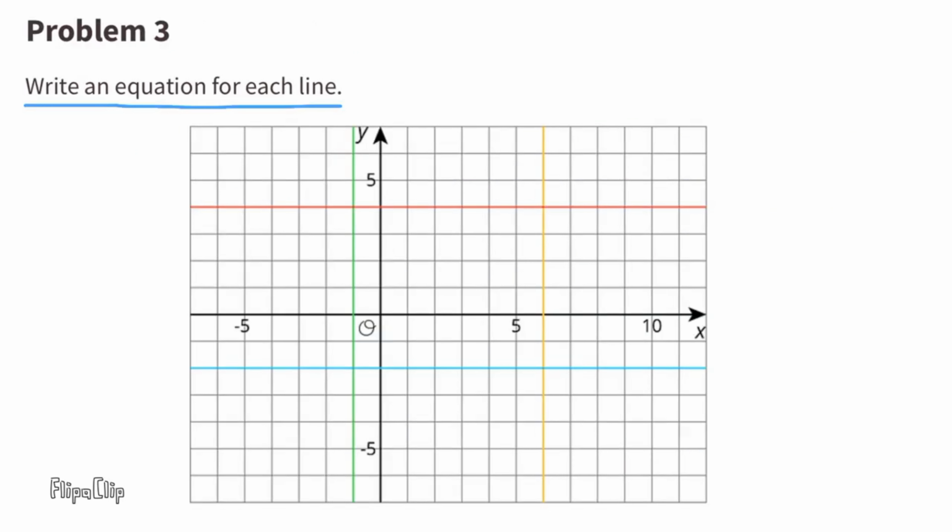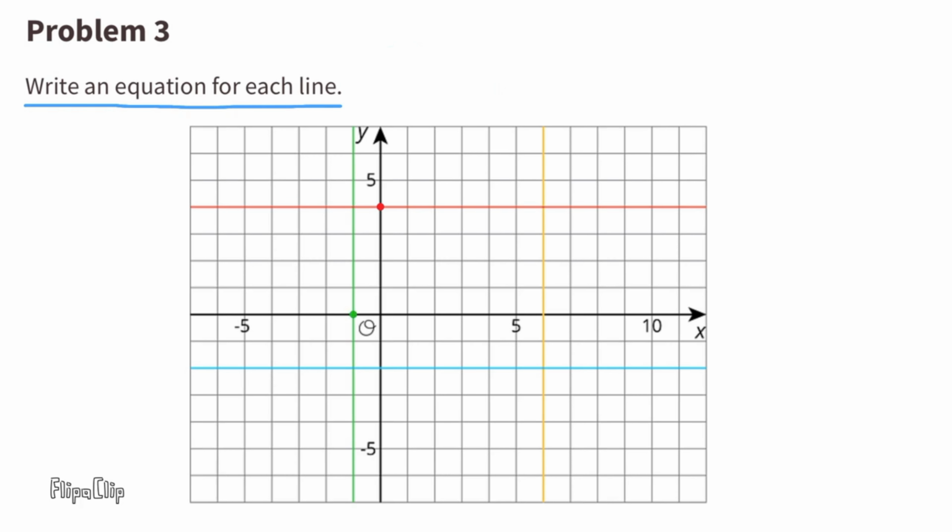Problem 3. Write an equation for each line. Let's start with the red horizontal line. I'm going to put a point that represents the y-intercept. Since this is a horizontal line without a positive or a negative slope, and the y-intercept is 4, I can write an equation that reads y equals 0 times x plus 4. Or I can write the equation y equals 4. Because no matter where you are on this line, the y value will be 4.